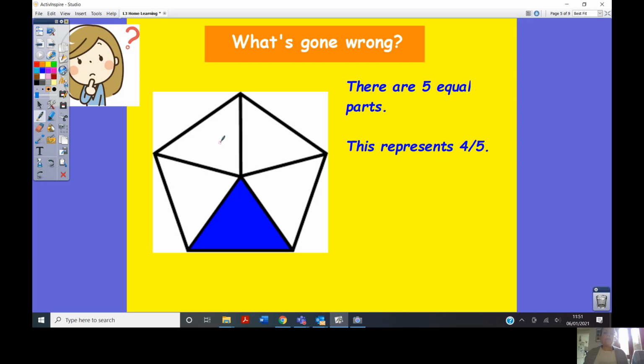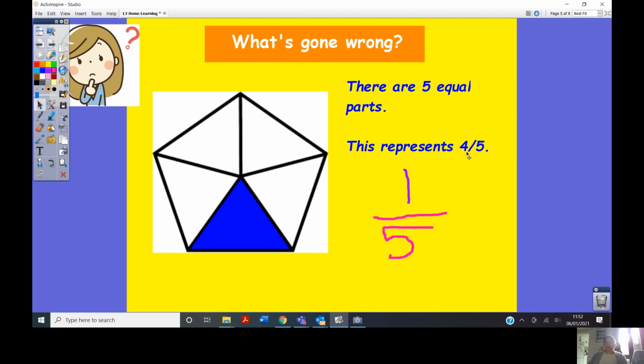So, how many equal parts do we have here? 1, 2, 3, 4, 5. We know that, but it's always good to check. So, we have 5 equal parts. Remember, the total number of equal parts is our denominator, which is 5. How many parts have been shaded? 1. We have 1 part.